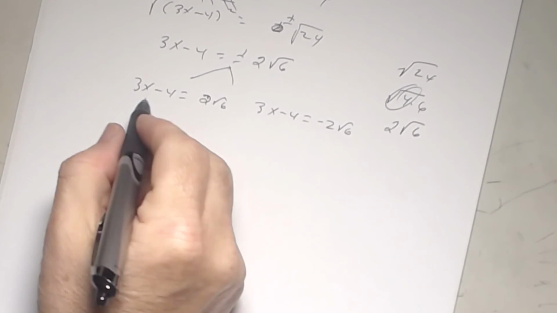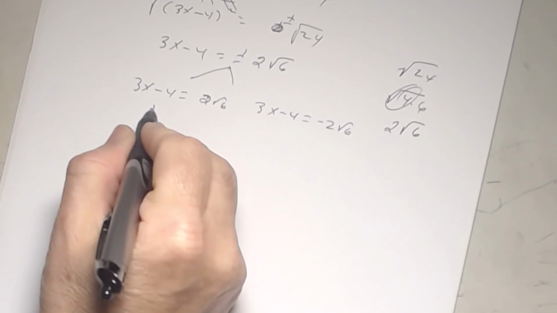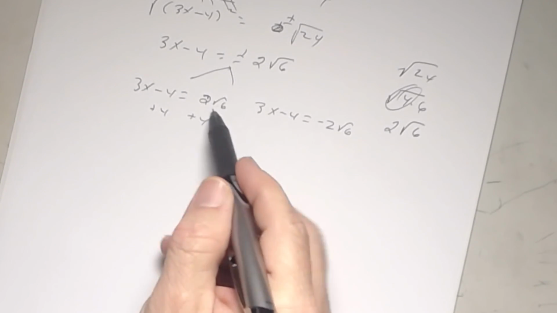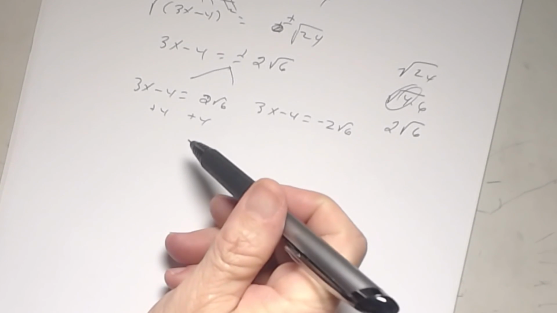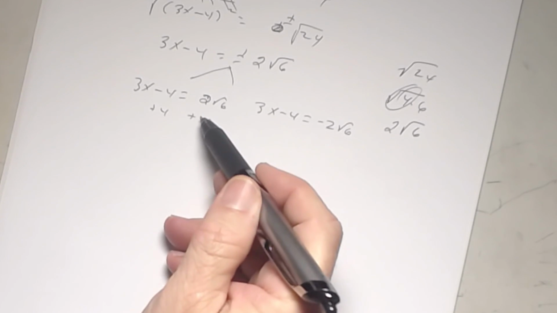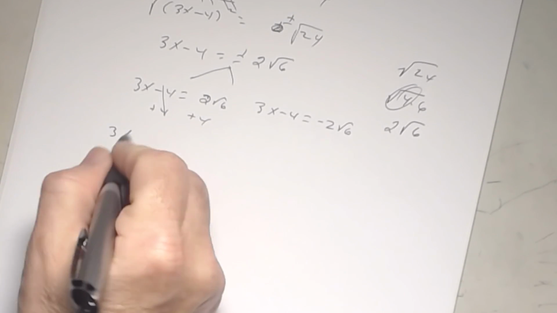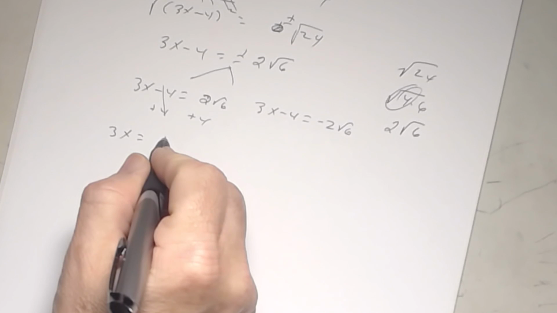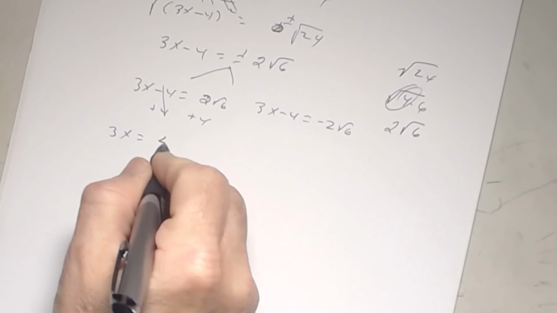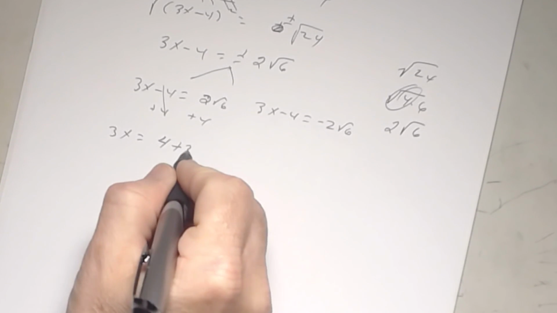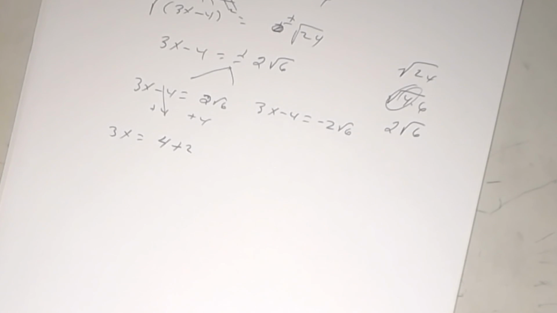So what's the next step? Add 4 to both sides. Now be careful. 2 square root of 6 plus 4 is not 6 square root of 6. Those are not like terms. So you have to say 3x equals what? 4 plus 2 square root of 6. Yes, you can say that.